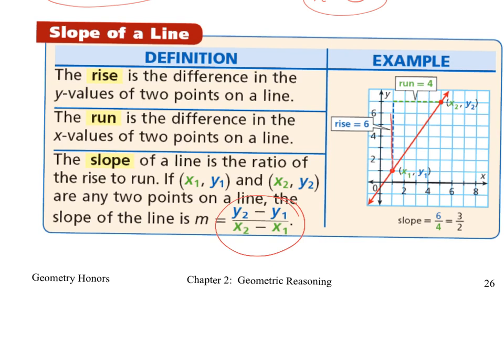So you could make a right triangle and you can count how many spaces up. 1, 2, 3, 4, 5, 6. And over. 1, 2, 3, 4. Since we went over to the right, it's positive 4. So 6 over 4, which is 3 over 2, is the slope.